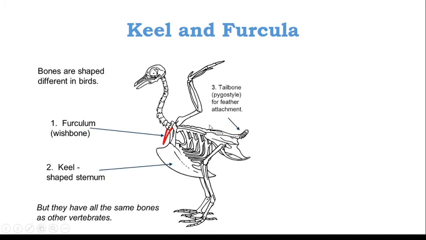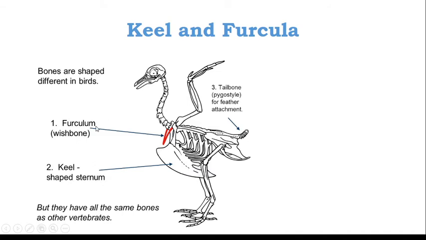The next one is the keel and furcula, which are specific to birds. The sternum is called the breastbone. The breastbone is long, having a ridge called the keel. It helps in the attachment of the flight muscles, that is, the pectoralis major and minor muscles. This is one modification present in the birds, that is, the keel.